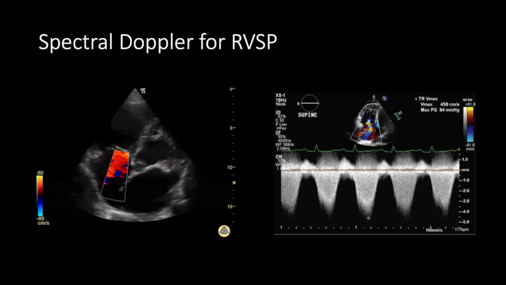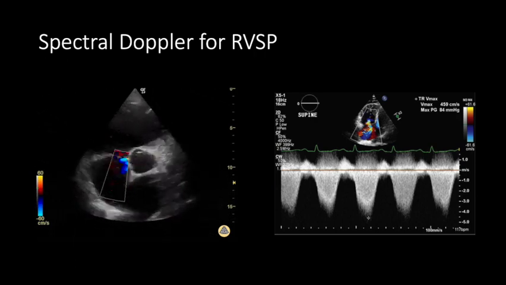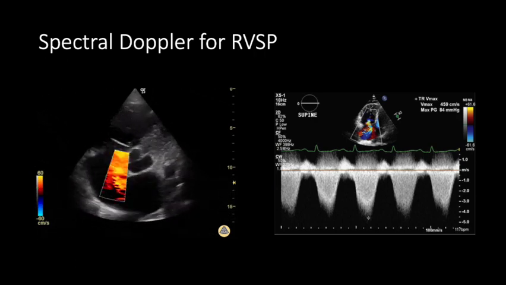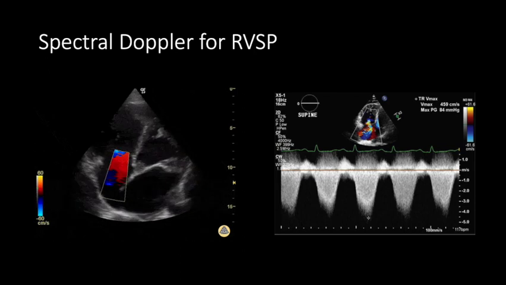It's not quite as accurate since it is inferred by a couple of calculations, but studies have shown that it is comparable to getting a Swan-Ganz catheter on your patient and estimating the right heart pressure that way.